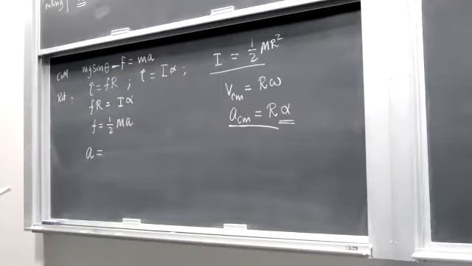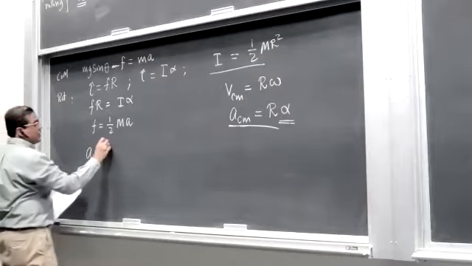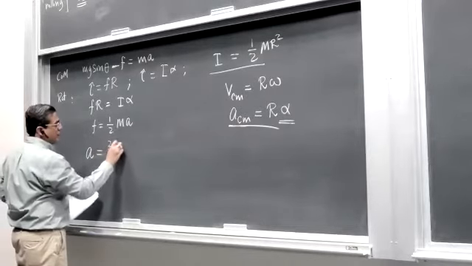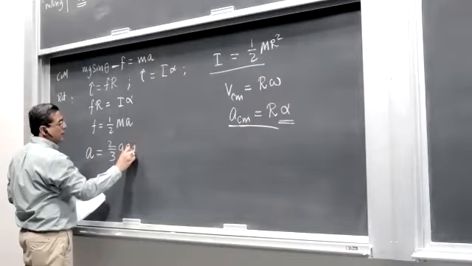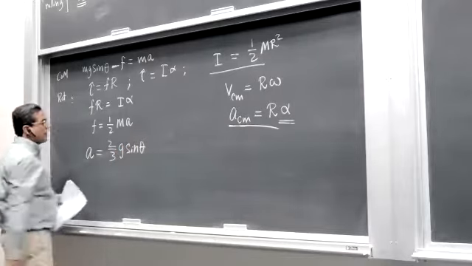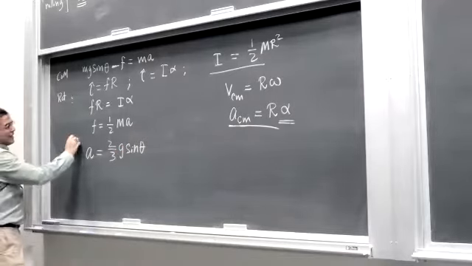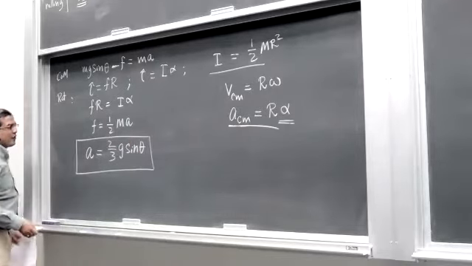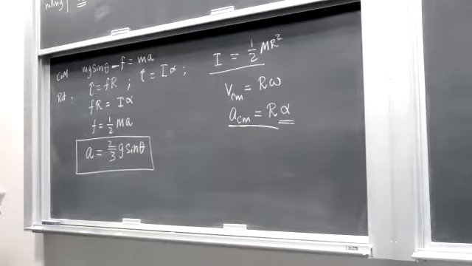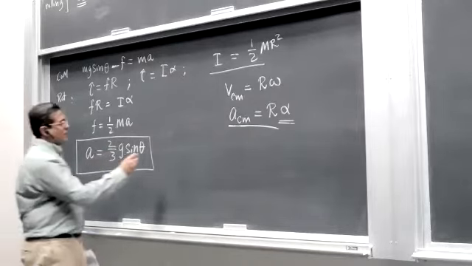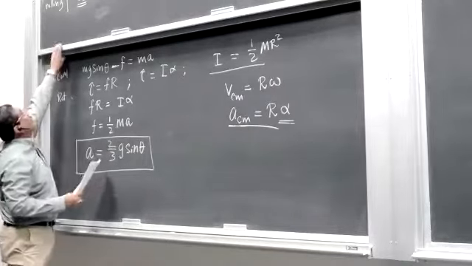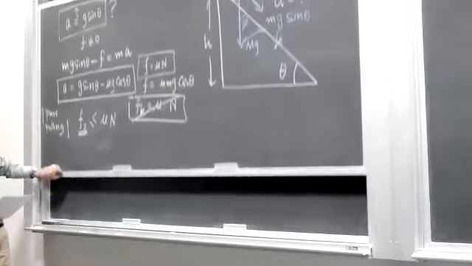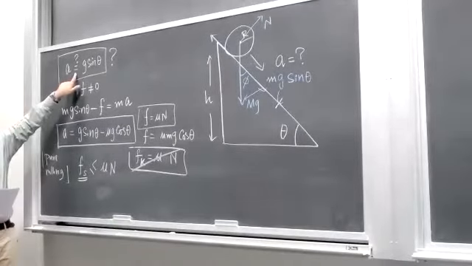Sir, 2/3 g sine theta. 2/3 g sine theta, very good. All right. Now, this is the acceleration of the center of mass for the case of rolling without slipping. And what is the acceleration? Somebody answered it at the very beginning and we wrote it up there. So do we get the same answer? a equal to g sine theta?